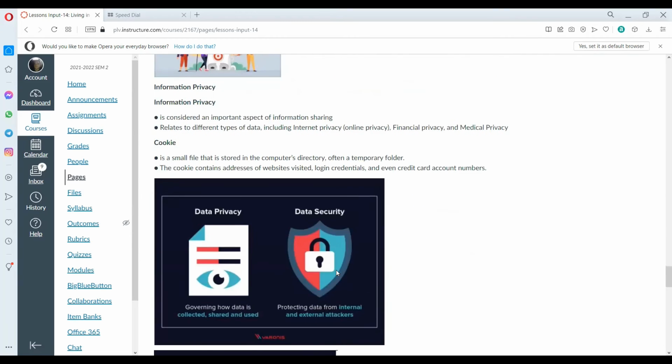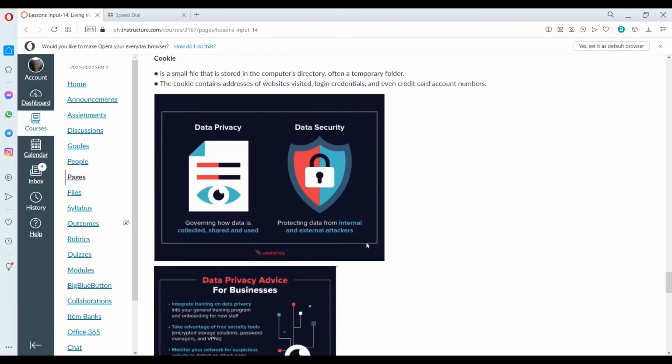Information privacy. Considered an important aspect of information sharing, it relates to different types of data, including internet privacy, online, financial, and medical privacy. Cookie, a small file stored in the computer's directory, often a temporary folder containing addresses of websites visited, login credentials, and even credit card account numbers.